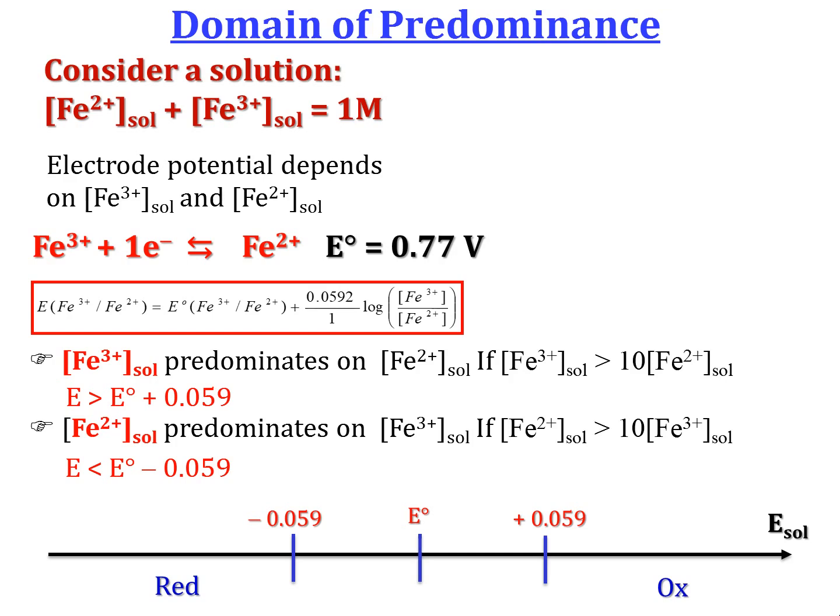To note that this domain can change from one couple to another couple. Here we obtain E0 plus 0.0592 since the number of electrons exchanged is 1. For another couple with a number of electrons exchanged different than 1, the interval, the domain of predominance, would change.